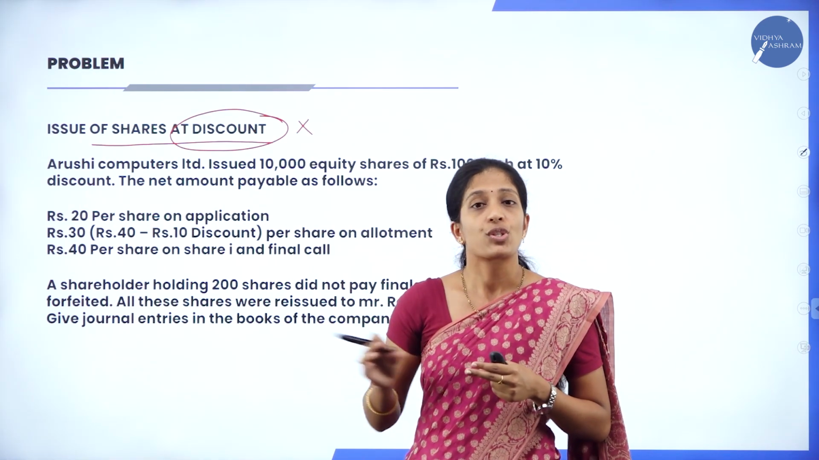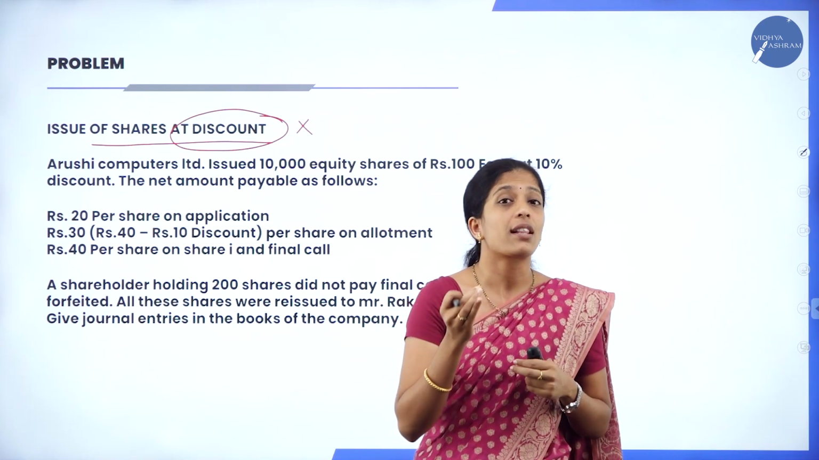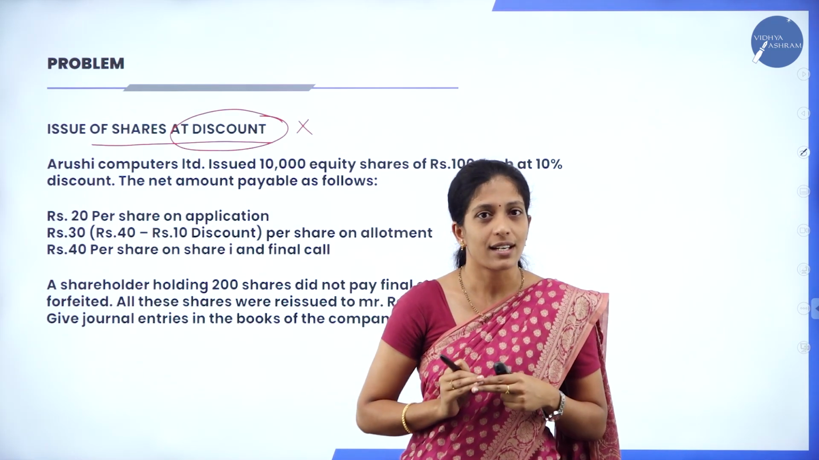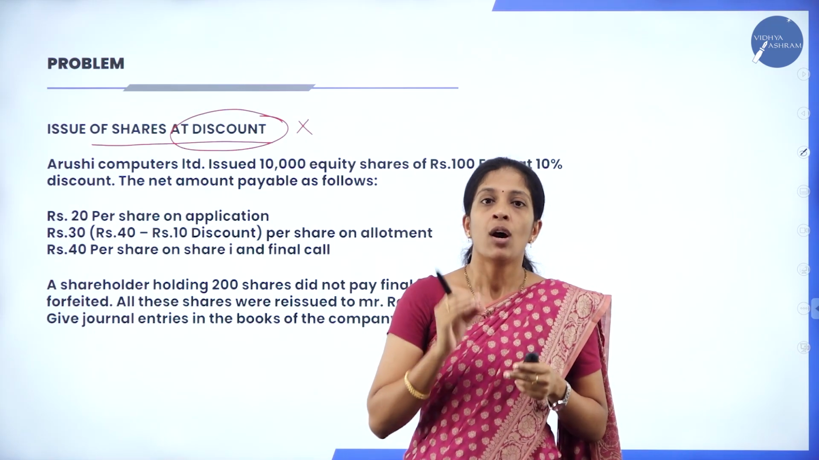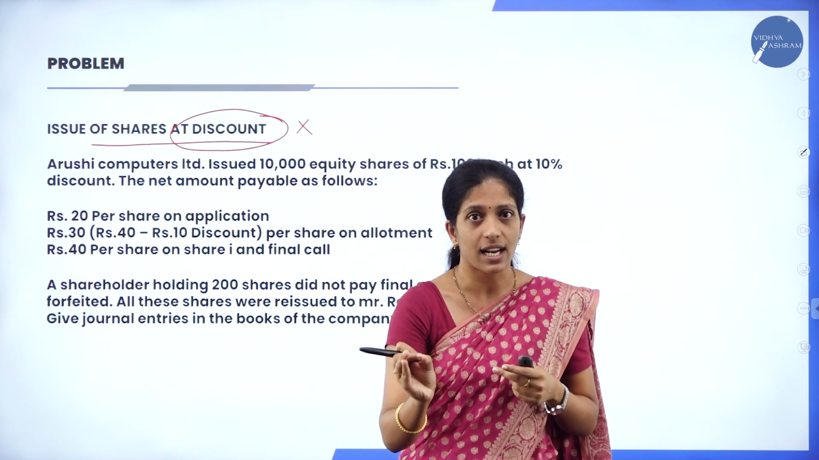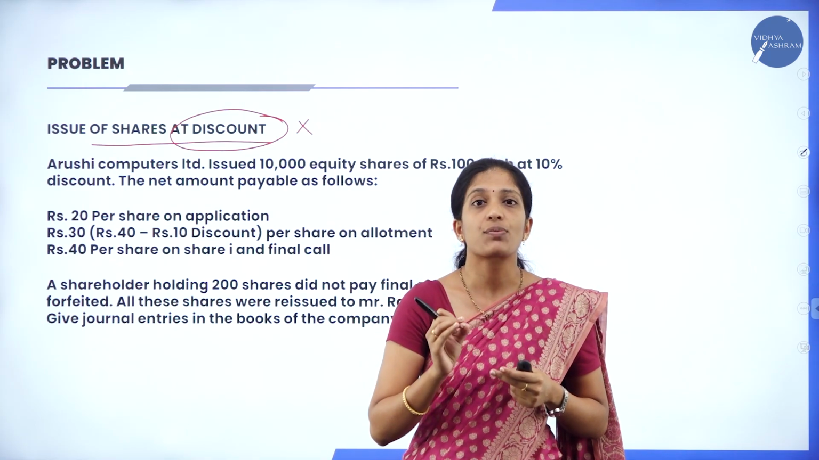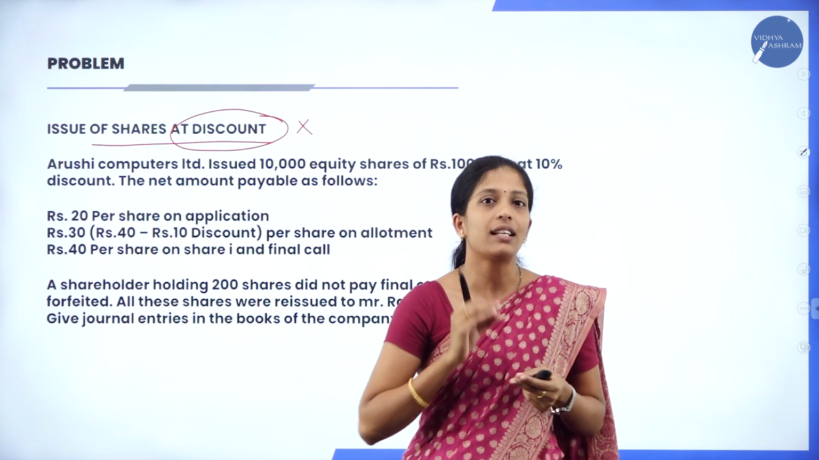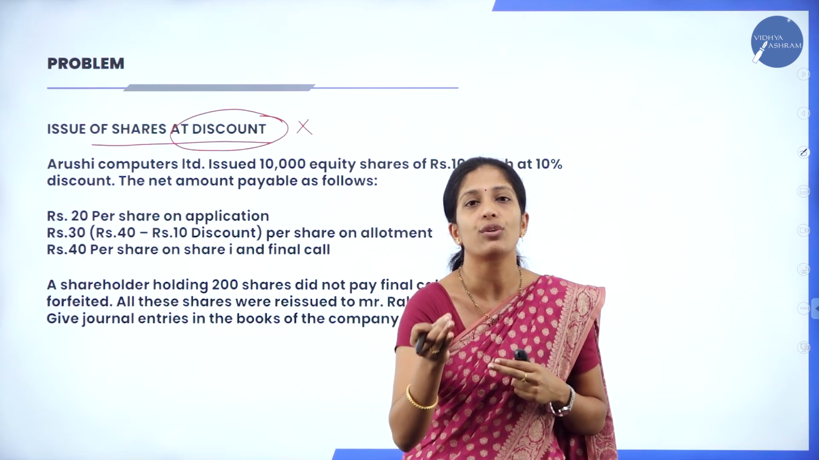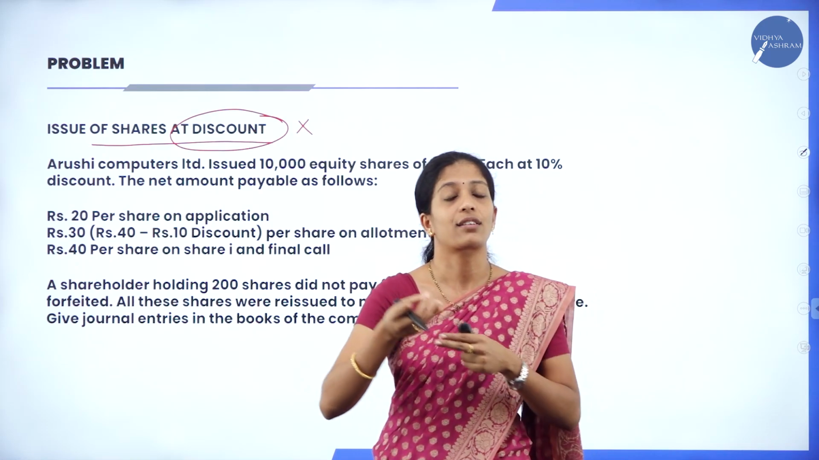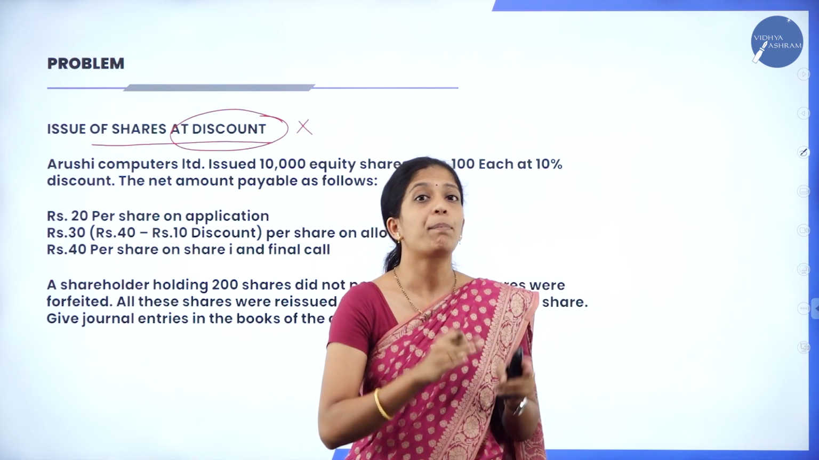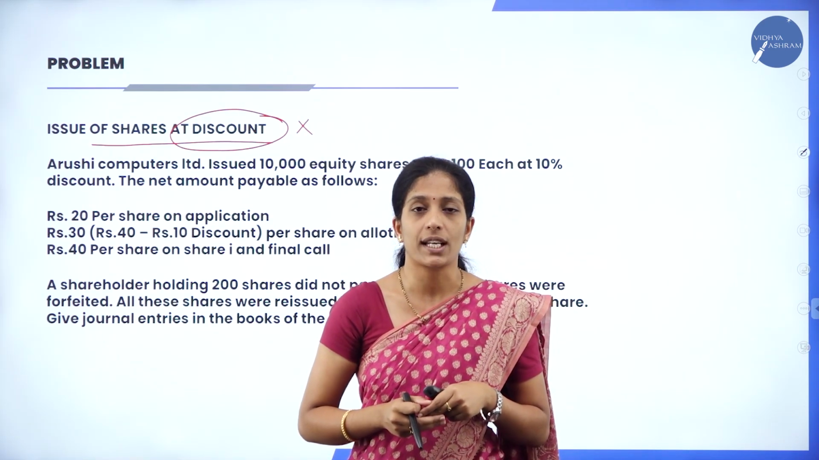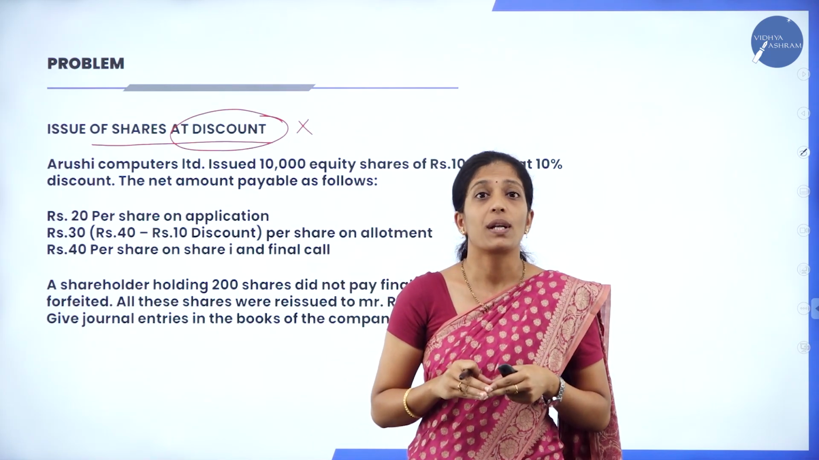So let us solve a problem. In your examination, they will not ask a question where the shares have been issued at discount, because it has been prohibited as per Companies Act 2013. Only sweat equity shares can be issued at discount. Now what do you mean by sweat equity shares? The shares issued to the employees or the directors of their own company for the work done in the organization, as a bonus. The company is going to issue them for their own directors or employees. So they are known as what?